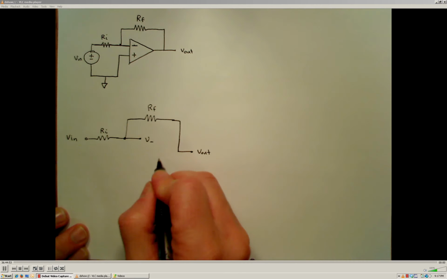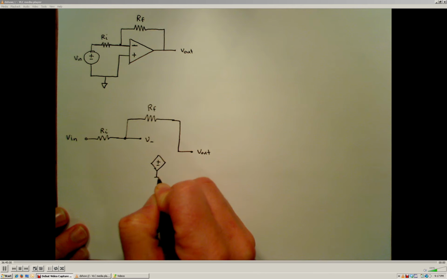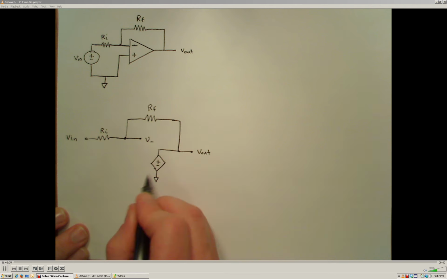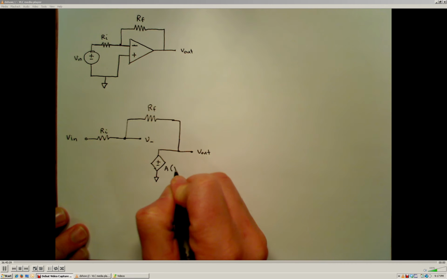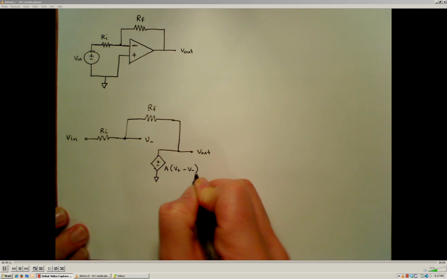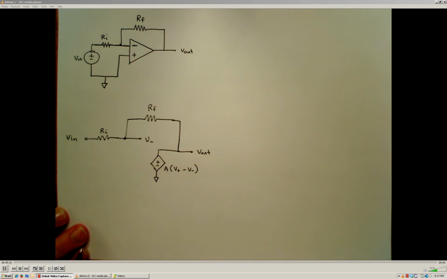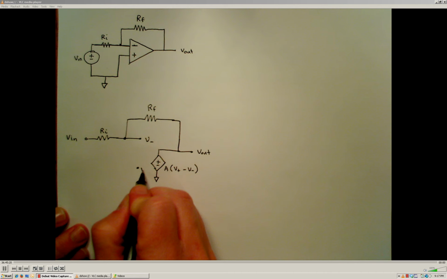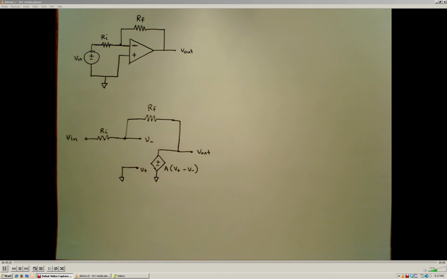Alright, our output terminal here is also connected to a dependent voltage supply that's referenced to ground. And the voltage of that dependent supply is some large gain factor A times V plus minus V minus, the voltage at the non-inverting input terminal minus the voltage at the inverting input terminal. At the non-inverting input terminal, V plus, that is tied to ground, it's a reference to ground.